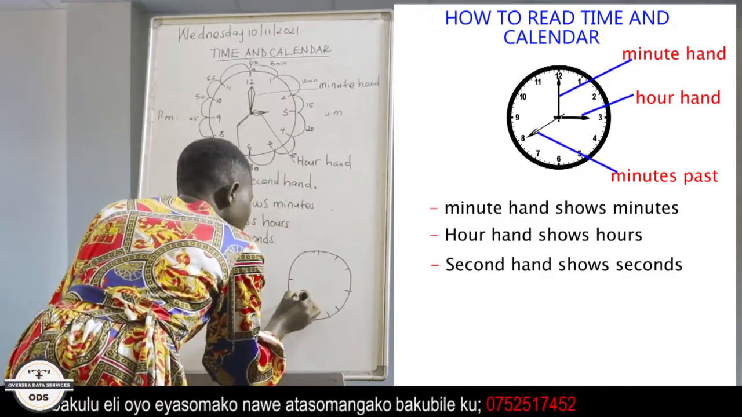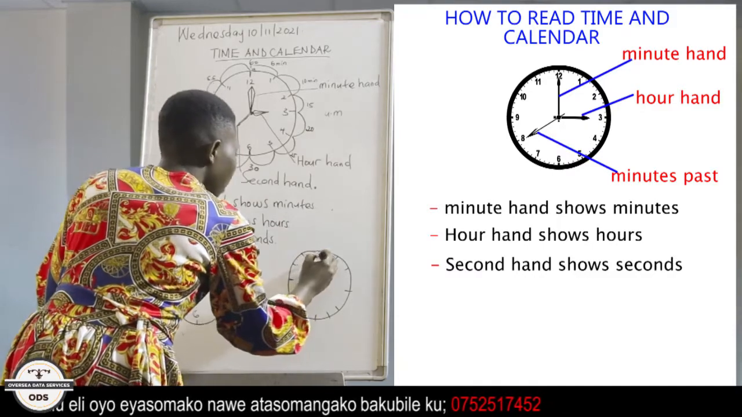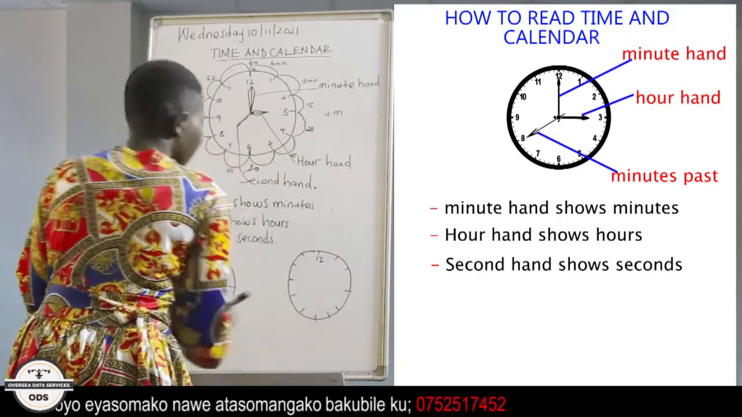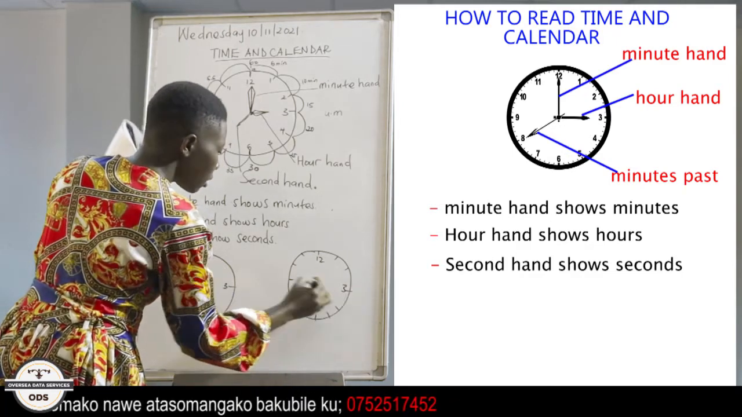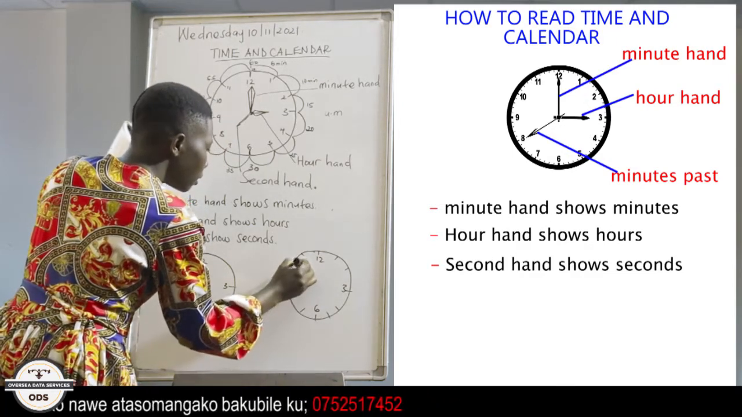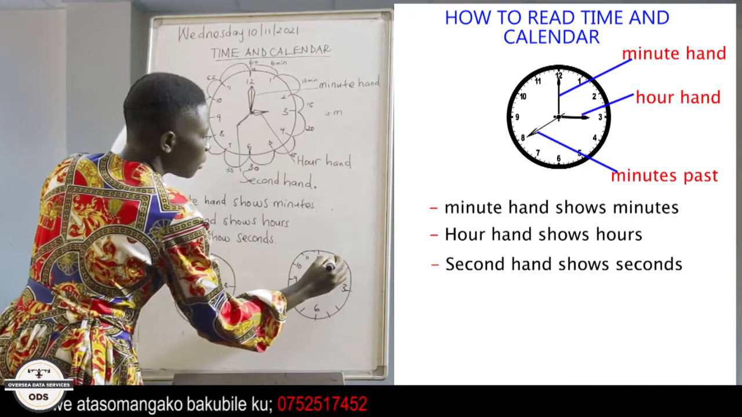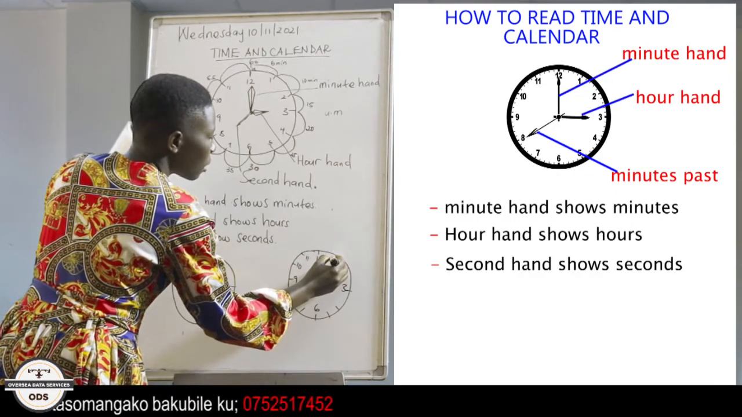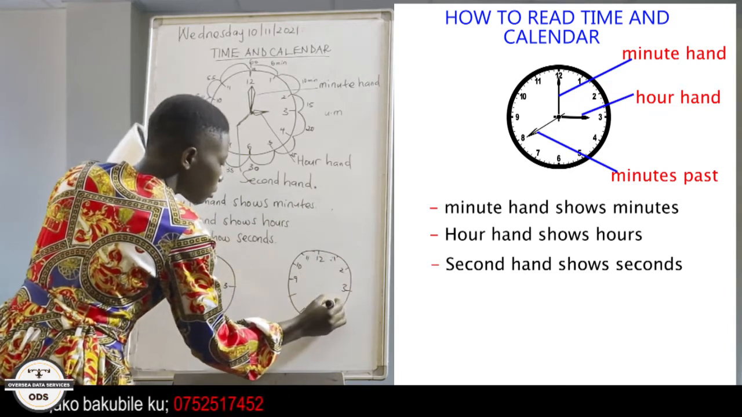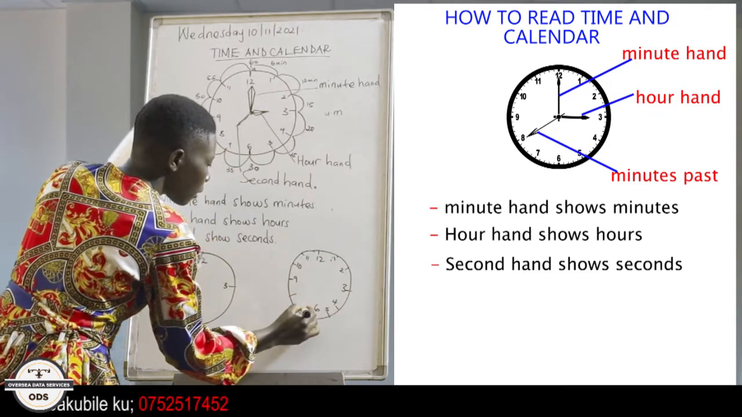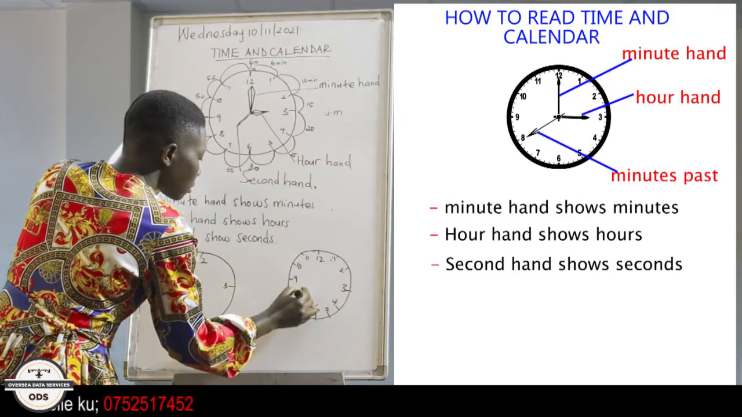Minutes to and minutes past. Here, as I told you, we have 6, 12, 6, 3. We have here 9, 10, 11. We have 2, 1, 2. We have 4 here, 5, 7, 8.